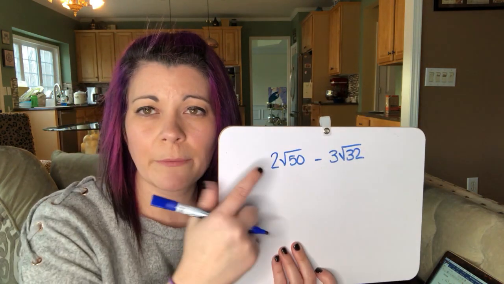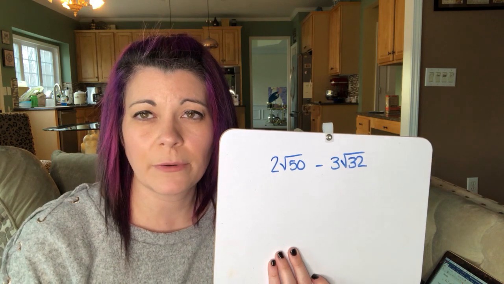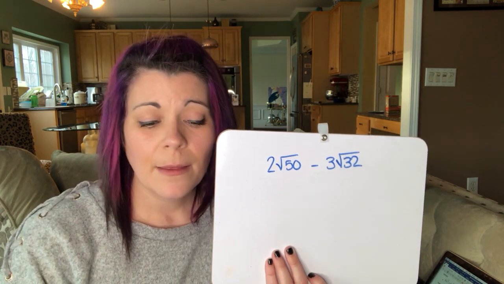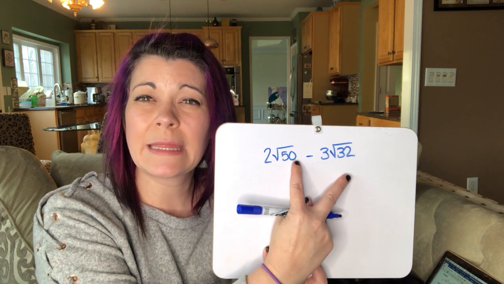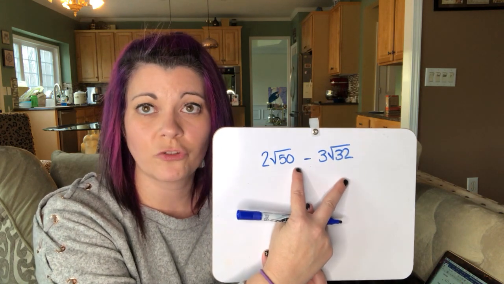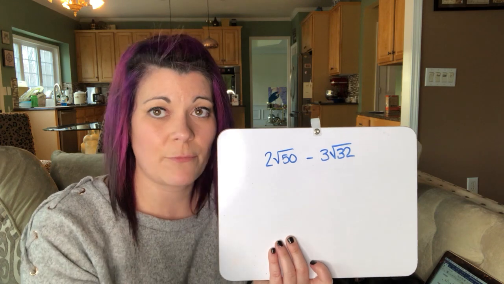Now it gets a little difficult when you don't have the same radical. So like 2 square root of 50 minus 3 square root of 32. So we have 2 square root of 50 and minus 3 square root of 32. We can't combine these because they have different radicals. But what we can do is see if we can simplify these radicals so we can have the same radical.